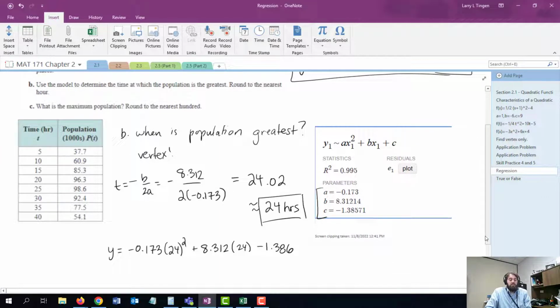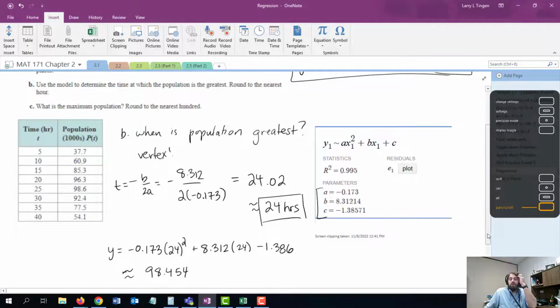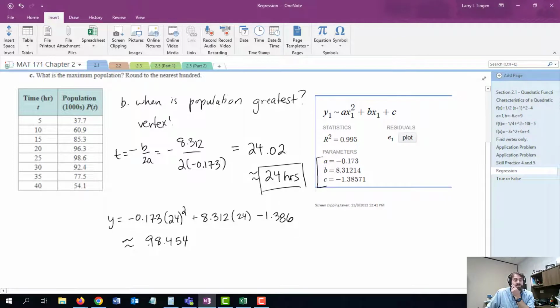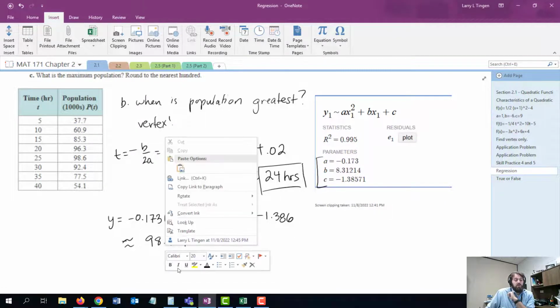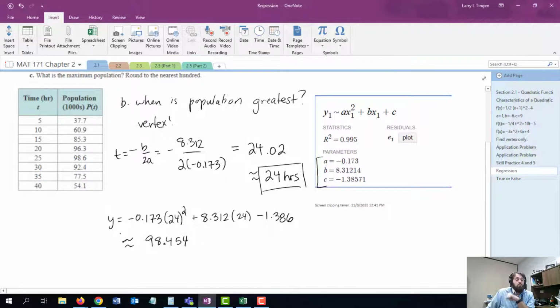So do this one again all in one step. Negative 0.173 times 24 squared plus 8.312 times 24 minus 1.386. This is 98.454, round to the nearest 100. All right, so we got a couple things to do here. 98.454. Now, remember though, y is thousands of bacteria, right? So this is 98.454 thousand bacteria.